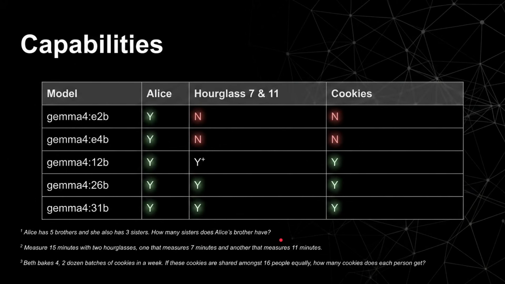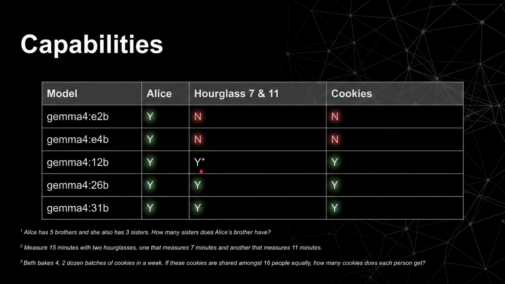Now, back in the day, even GPT 3.5 couldn't get this right. So the fact that we've got this working in local LLMs is pretty amazing. But there's this hourglass question. Measure 15 minutes with 2 hourglasses, one that's 7 minutes and one that's 11 minutes. Now, the 2 smaller models can't do that. The bigger models could do that, the 26 billion and the 31 billion. The 12 billion model can do it as well.